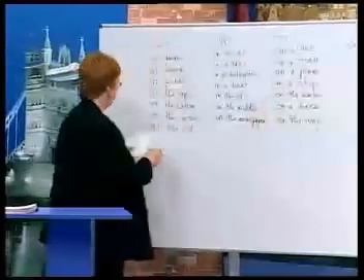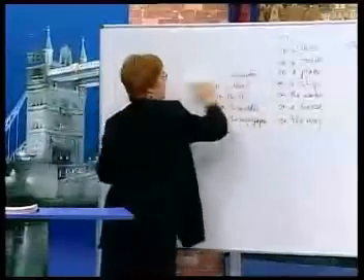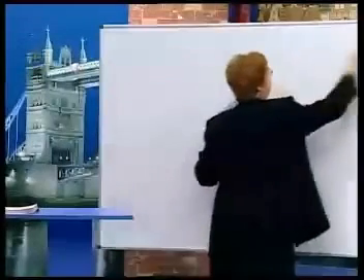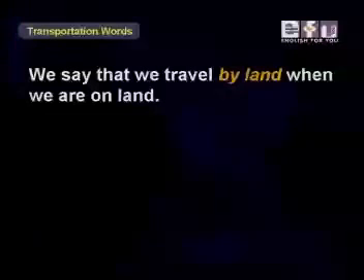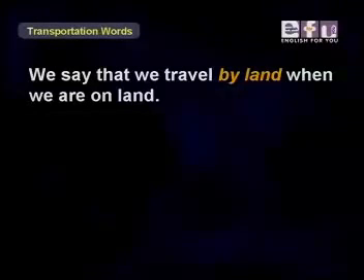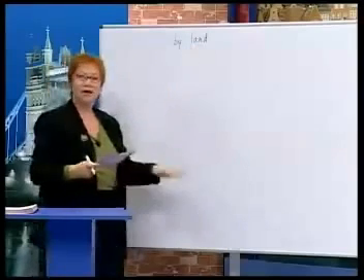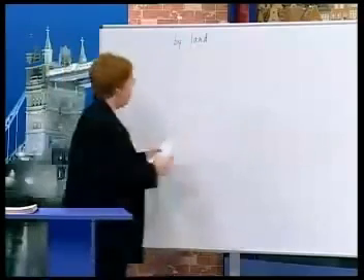Now, let me make some space here, and I'll show you another preposition that we use to talk about travel. Now, this one is by. Okay? So we say that we travel by land when we are on land. I'm on land, I travel by land.